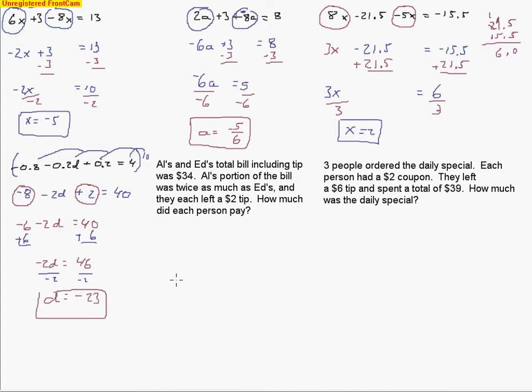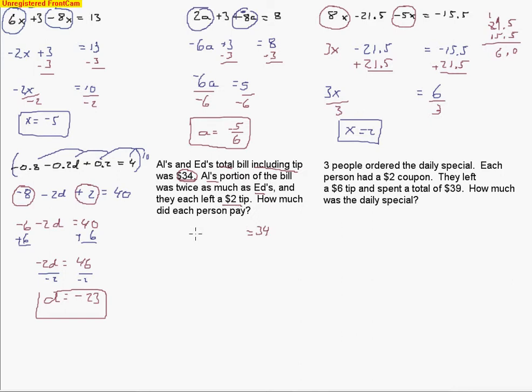So our next problem, we are reading it. It says Al and Ed's total bill, including tip, so including the tip, was $34. So this is a total bill, so we know this is the total. So 34 is going to equal something. Al's portion of the bill was twice. So Al's was twice as much as Ed's. And they each left a $2 tip.